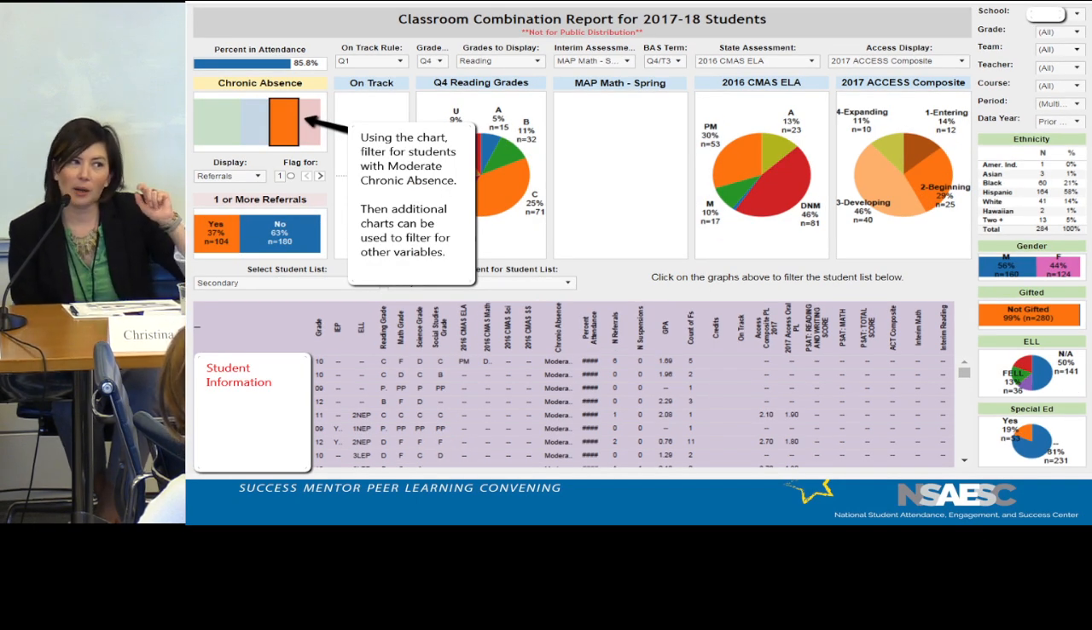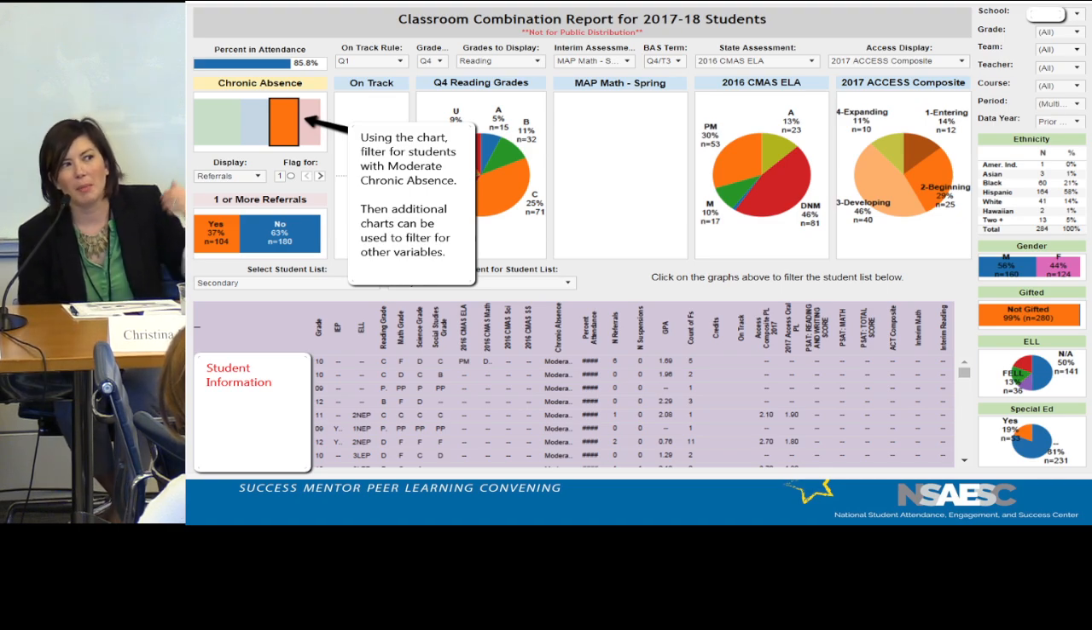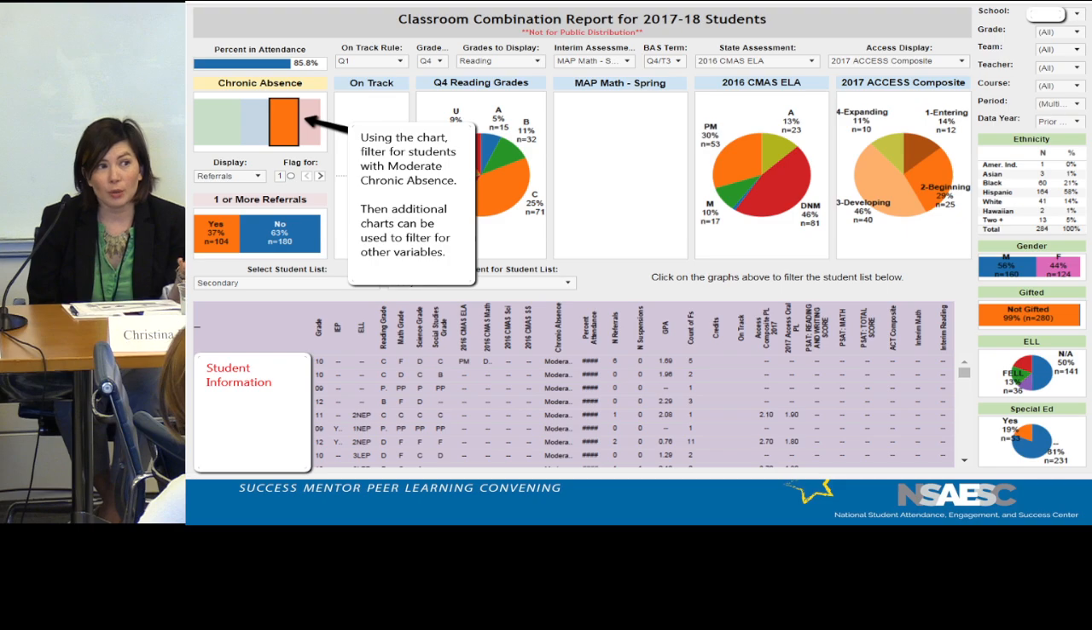This is what I was talking about. So if you click on any part of the chart, you can filter. So I clicked on the moderate absence, and you can use that to get to a list of students who you might want to implement the strategy with.